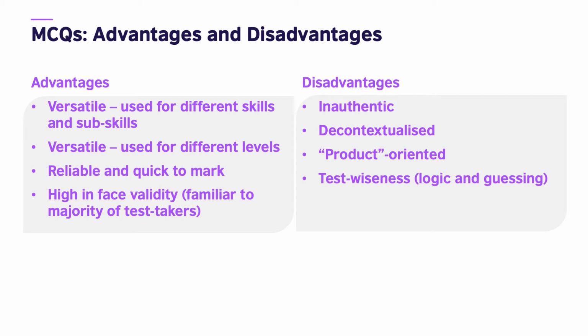MCQs are also very product-oriented. This means that we know whether a test taker is right or wrong, but we don't know how they got there. It could have been, for example, through guessing, or logic, or in some other construct-irrelevant manner. Test wiseness can be an issue here. If test takers know that they simply need to choose the most logical answer, this can invalidate the task, as they are no longer demonstrating language ability.